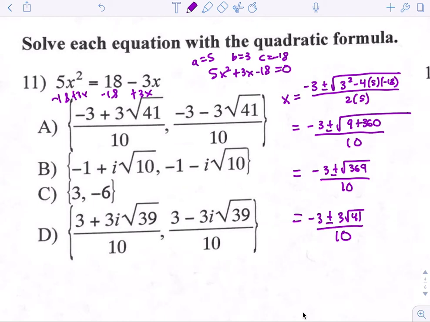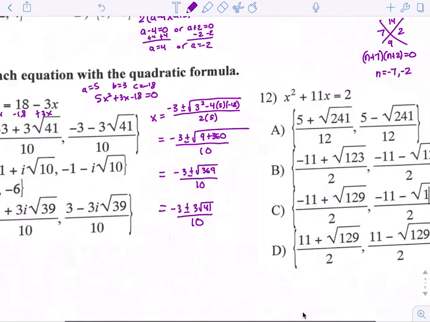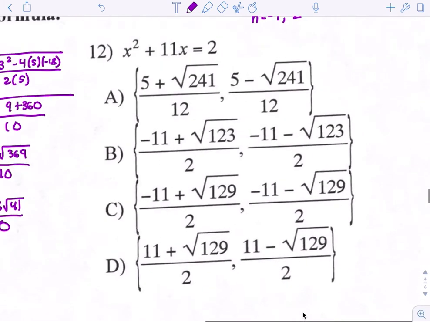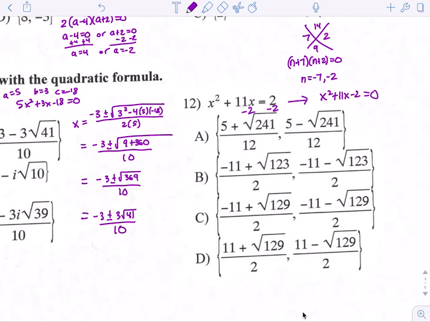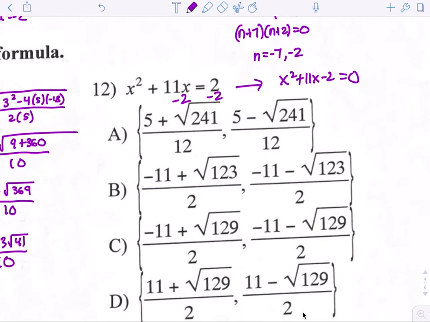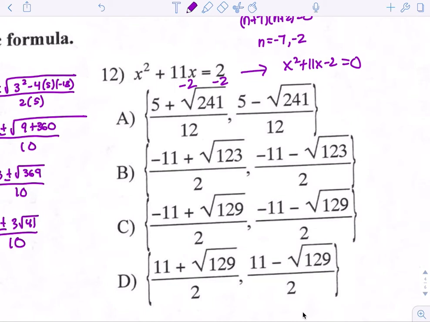From there, you guys know your answer to this. Don't worry too much about 11, you guys. 12, though, is something you guys can handle. So we have to set it equal to 0 when we do quadratic formula. So subtract 2 from both sides. x squared plus 11x minus 2 is equal to 0. All right, so your a value is 1, your b value is 11, and your c value is negative 2.